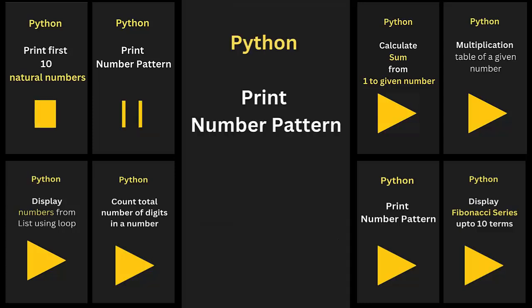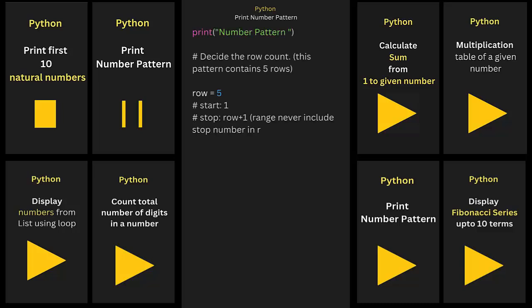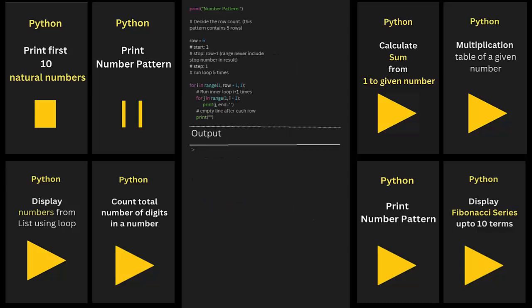This program prints a number pattern with 5 rows. It uses nested loops, an outer loop to control the rows, and an inner loop to print numbers from 1 up to the current row number. Each row adds one more number, creating a triangle pattern.